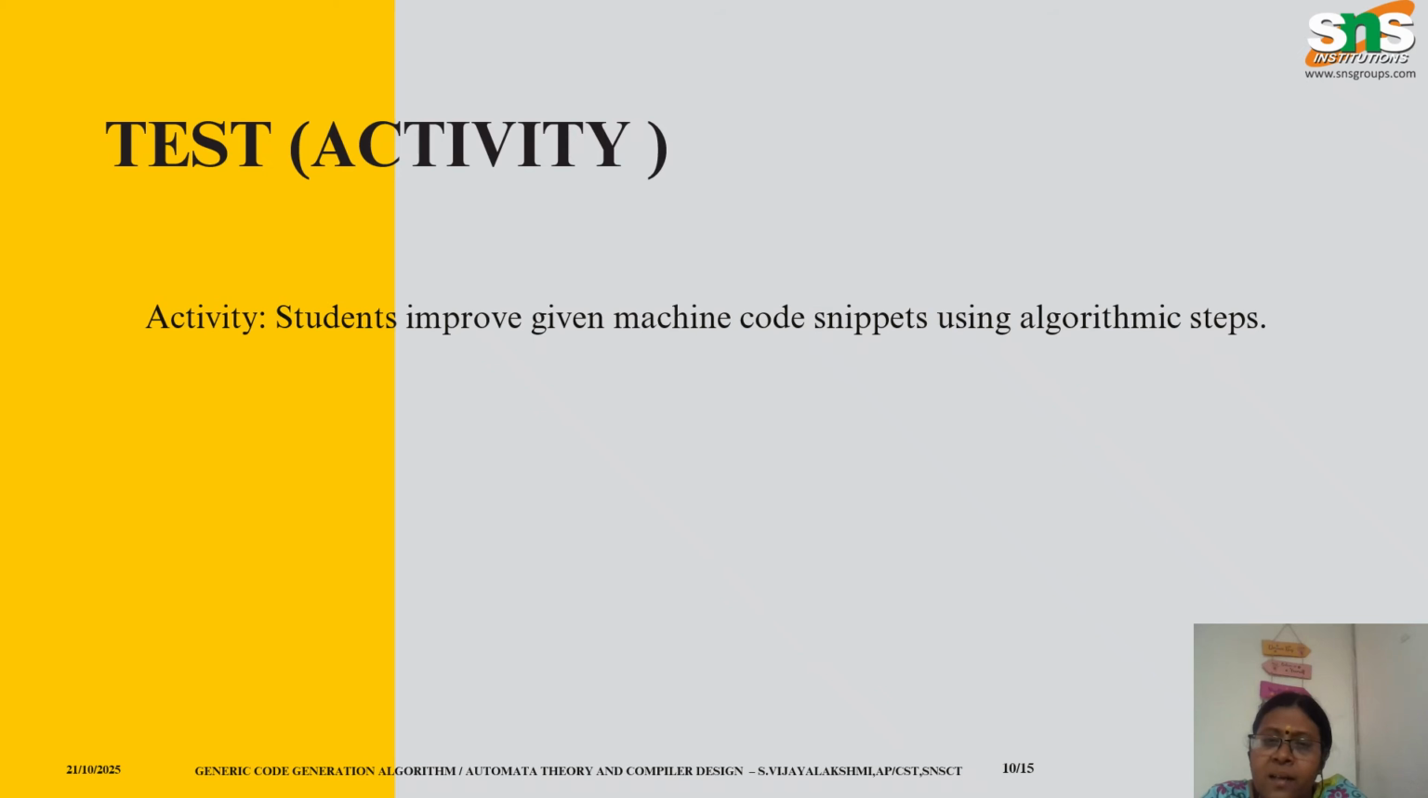Then, an activity. Let us have a quick task. Given a few lines of machine code, try to apply instruction selection and peephole optimization to make it shorter or faster. For example, can you replace two move instructions with one by using registers more wisely? Take the activity.